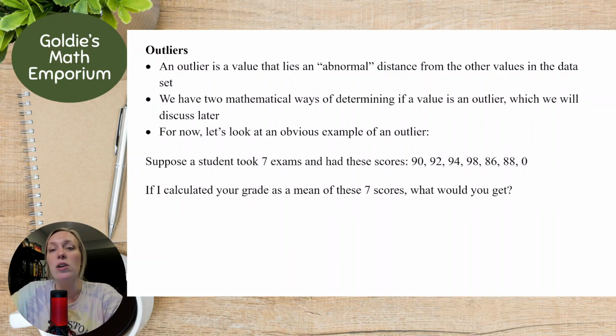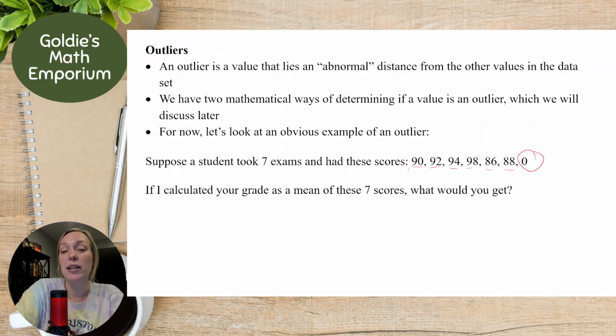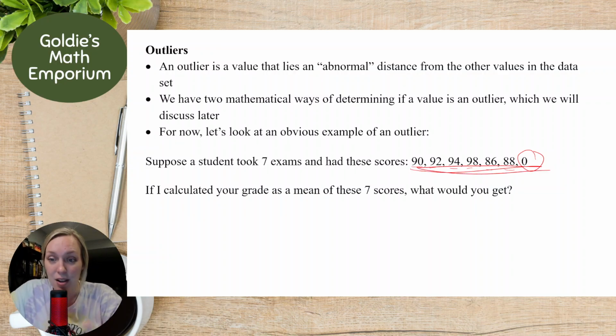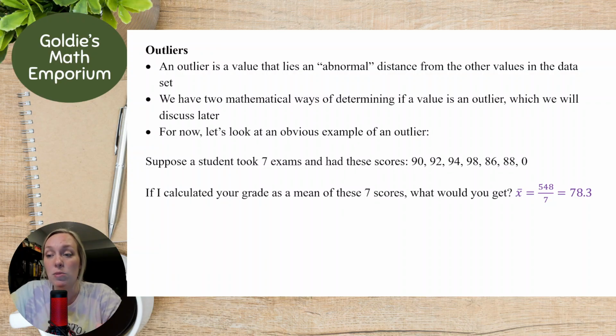But right now, let's just look at kind of an obvious example of an outlier. Suppose a student took 7 exams and had these scores. They started off good, unit 1 test, unit 2 test, etc., and then they have a 0. If I calculated in the gradebook the mean of these 7 scores, what would you get? Well, add them all up, divide by 7, and you would get 78.3 as your score.